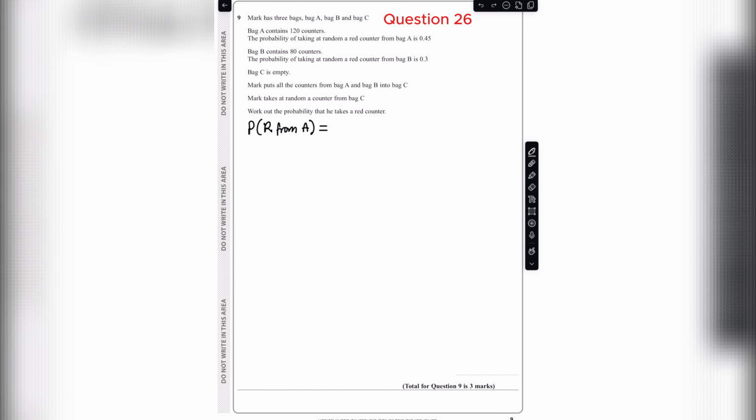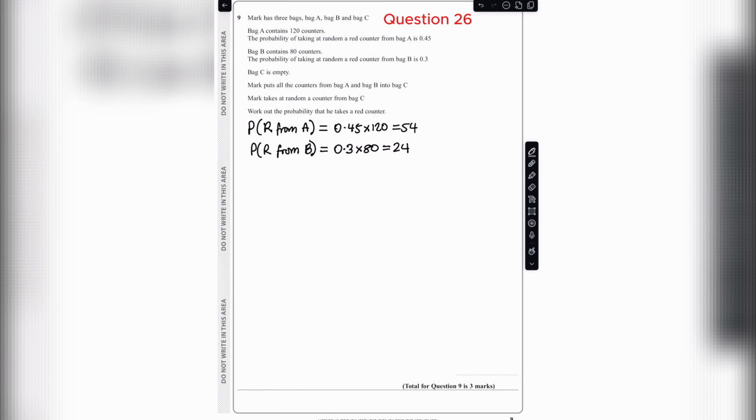So the probability that Mark takes a red counter from bag A is 0.45 multiplied by 120, and that gives us a value of 54. And the probability that Mark takes a red counter from bag B is 0.3 multiplied by 80, and that gives us a value of 24.